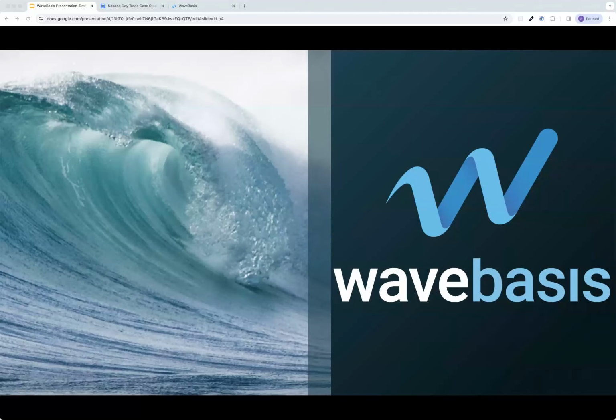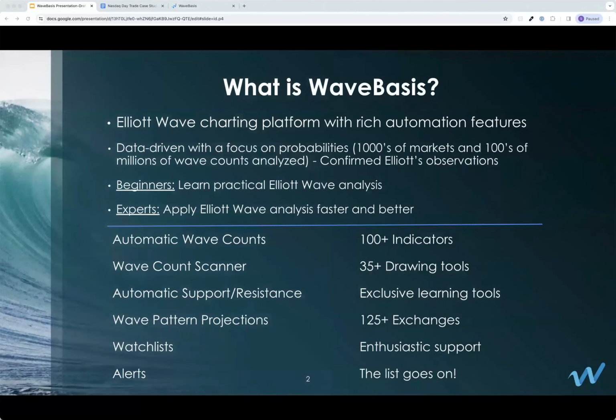First, a little bit of introduction in case there are people here who haven't heard about WaveBasis or don't know what it is. As you can see here, it's an Elliott Wave charting platform with rich automation features. The platform itself is data-driven, and the tools and the features embedded in the platform are very much focused on probabilities. We've analyzed thousands of markets, and we've seen hundreds of millions of wave counts, and essentially through that research and work have confirmed Elliott's original observations. We'll talk a little bit about those observations in a minute.